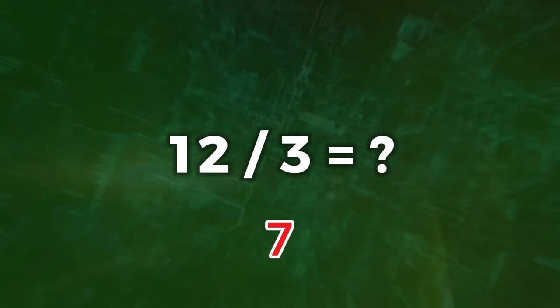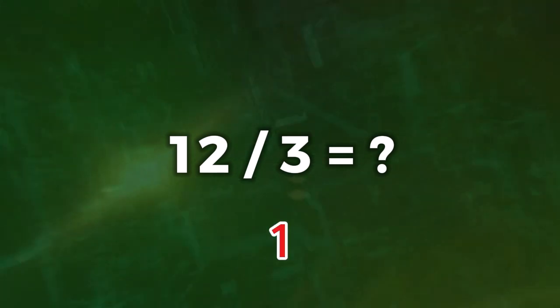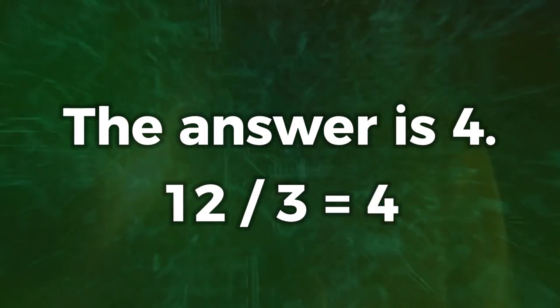Now, for the next problem. 12 divided by 3 is equal to. The answer is 4. 12 divided by 3 is equal to 4.